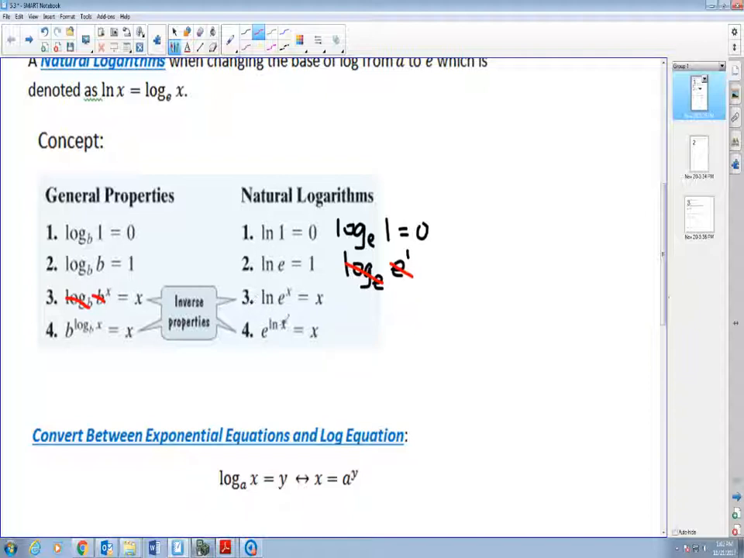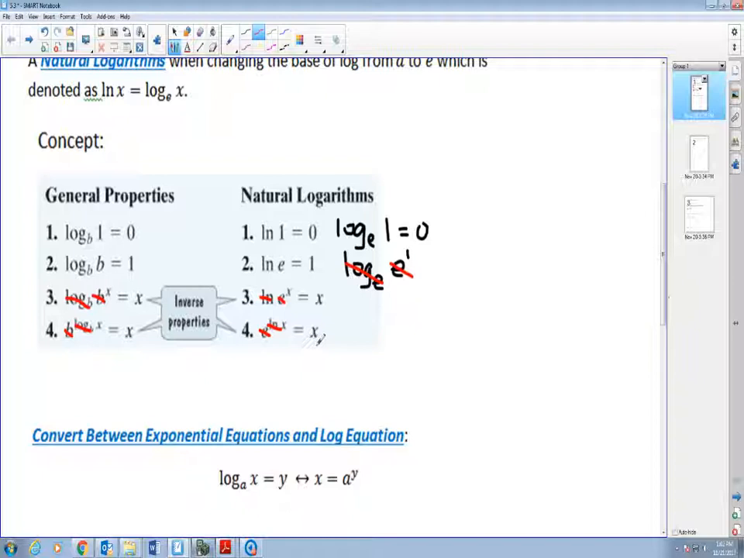Same thing here, natural log and e cancel each other out. They are inverse properties of each other, so the only thing I get is x. Vice versa, what happens if my base b is raised to the log with the same base of x? Again, they cancel each other out, so the only thing left is just the x. That's the basic properties. They come in handy from time to time.